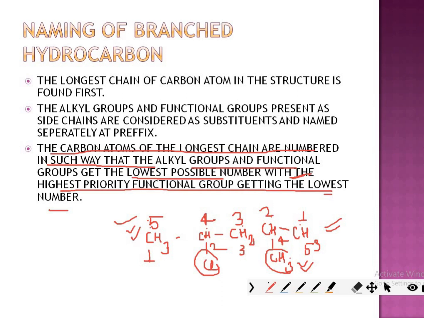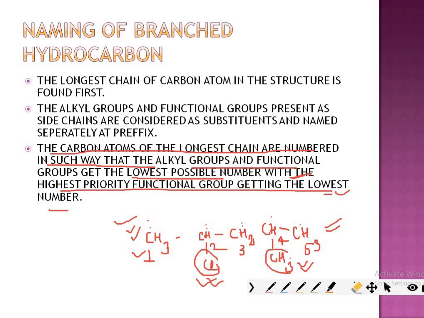So we have two groups, CH3 and Cl. Now which is the highest priority group? Chlorine is the highest priority group, so it should get the lowest number. Now in which numbering do we get chlorine at the lowest number? At the second one, right? So we will use this one and not this one. Okay, so let me erase this one only.